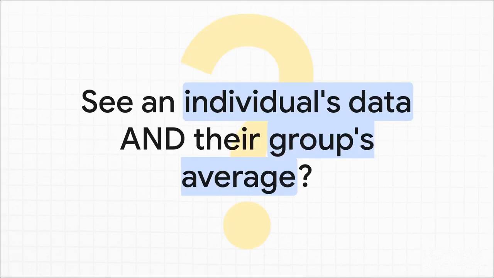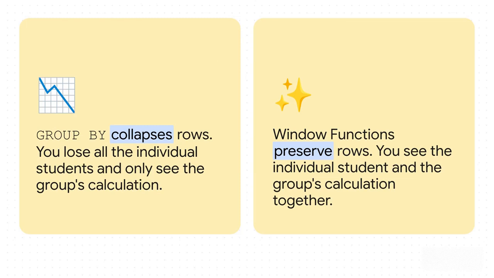And this brings us to a really interesting problem. What if you wanted to see Priya's exact height, but at the same time, you wanted to see the average height of just her blue house? How could you possibly see both of those things at once? In the world of data, this kind of question comes up all the time. Now, your first instinct in SQL might be to use GROUP BY, but look what happens.